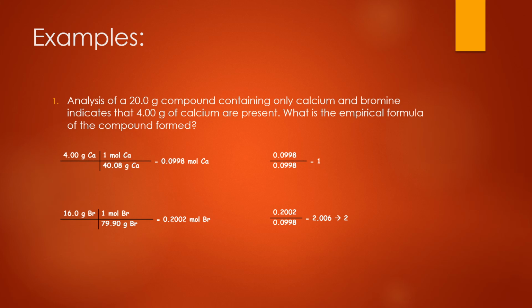When I did that, you can see that I got 2.006. Now, again, that's not one of those decimals that we talked about earlier, so I can simply just go ahead and round that to the nearest whole number. All right, so what do these two numbers mean? Okay, that tells us that we have 1 calcium and 2 bromine. So all we have to do is simply write that in our formula, and I got CaBr2.